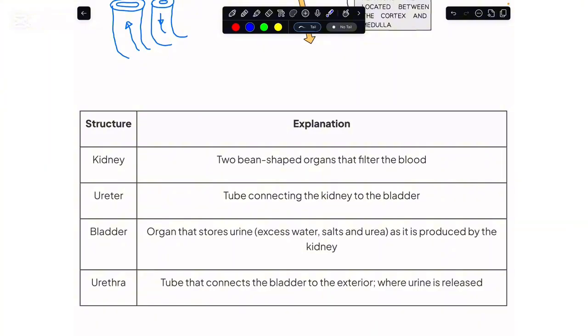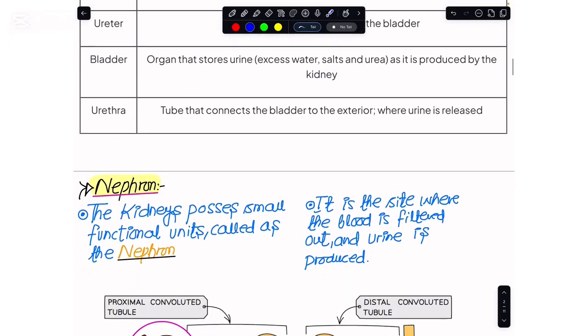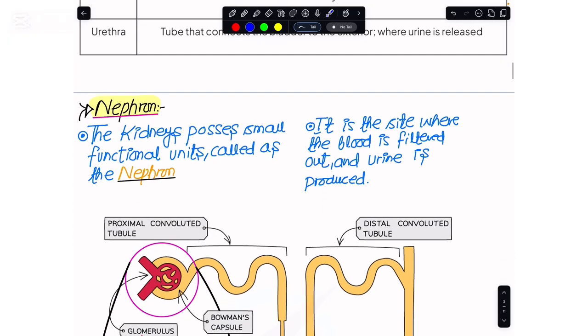Now, since the kidneys play the role of filtering the blood, we must be very clear about the structure of the small filters within the kidneys, and these are called nephrons. So, what are nephrons? They are the functional units in the kidneys, and these functional units filter the waste materials out of the blood plasma so that we can make urine out of it. So, in order to understand the process of urine formation, your idea of the nephron should be very clear.